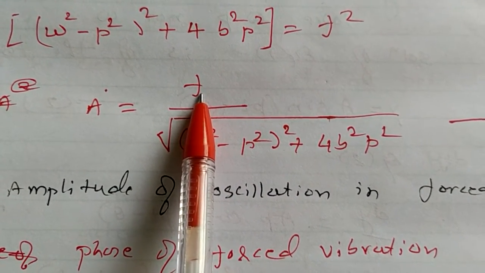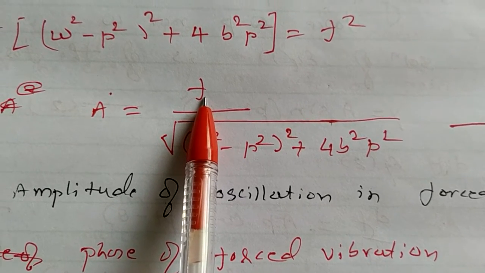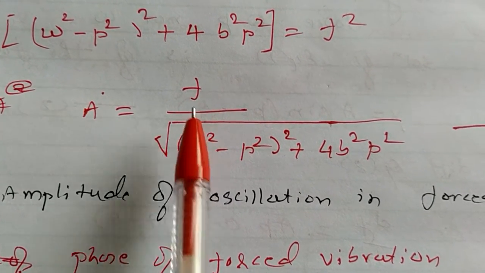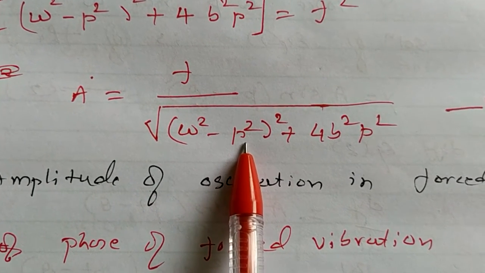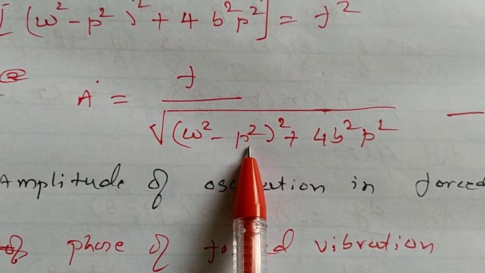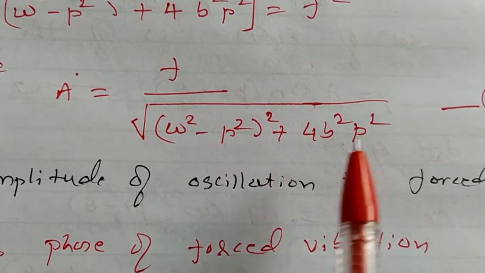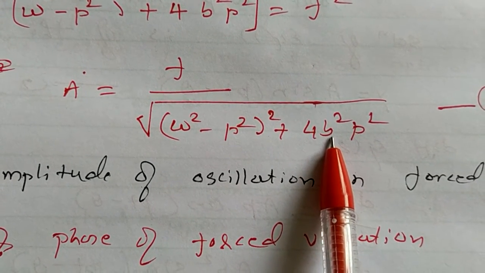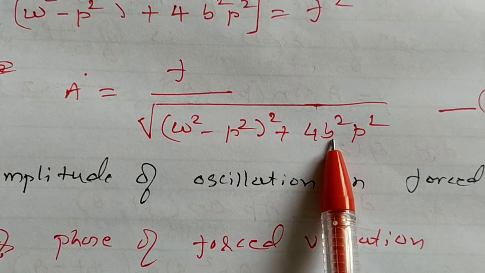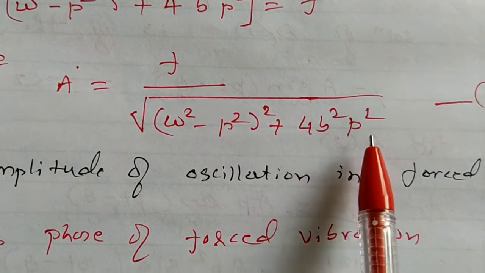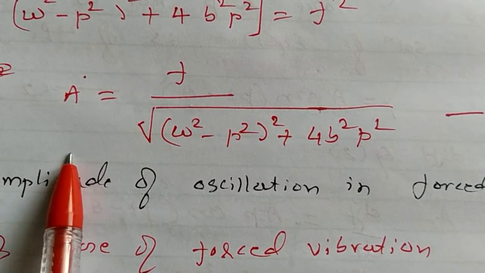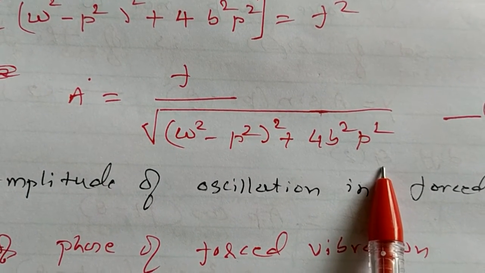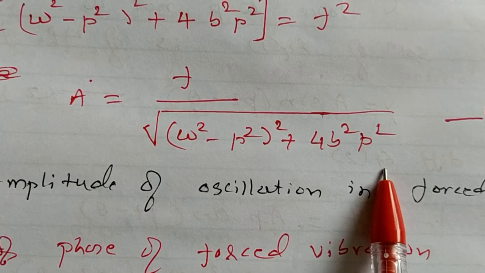F is equal to capital F divided by m, where capital F is the maximum value of the force, and omega is the natural frequency of vibration of the body, where p is the frequency of the applied periodic force. And b is given by r by 2, that is, 2b is equal to r by m, where b is the damping factor. This is the expression for the amplitude of the vibration in case of forced vibration.